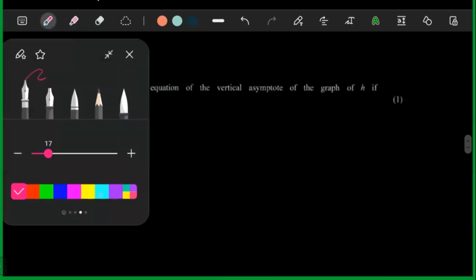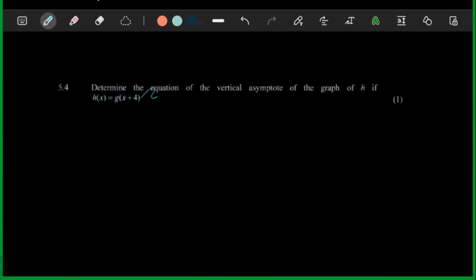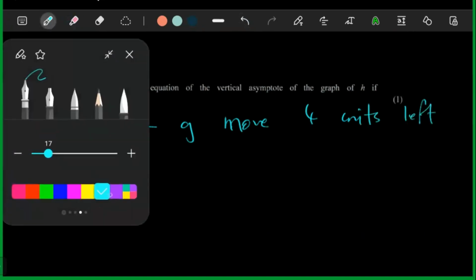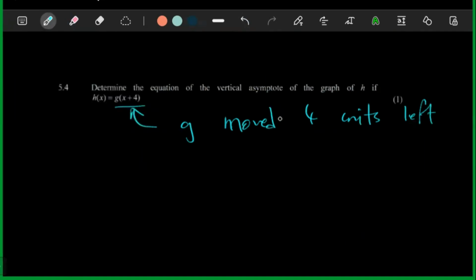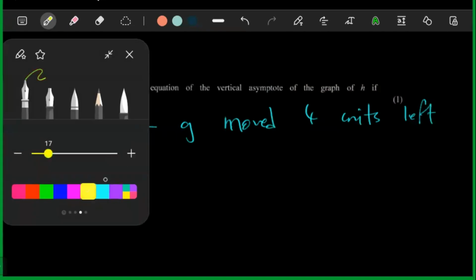4.5 says, determine the equation of the vertical asymptote of the graph of h if h is equal to this equation. So this equation is just g moved 4 units left. It's just g moved 4 units left. You see? So g being moved 4 units to the left, right?